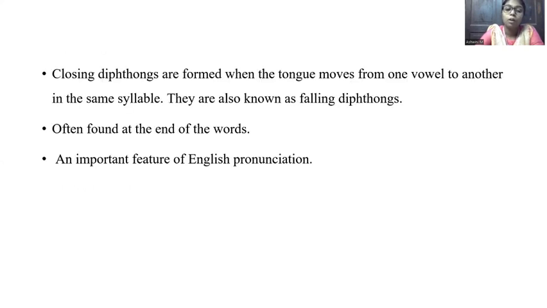The closing diphthongs are formed when the tongue moves from one vowel to another in the same syllable, and they are also known as falling diphthongs, as the second vowel sound is usually shorter than the first. They are often found at the end of words, and their pronunciation can vary depending on regional accents and individual speech patterns. So, closing diphthongs are an important feature of English pronunciation, and mastering their pronunciation can help in improving spoken English.